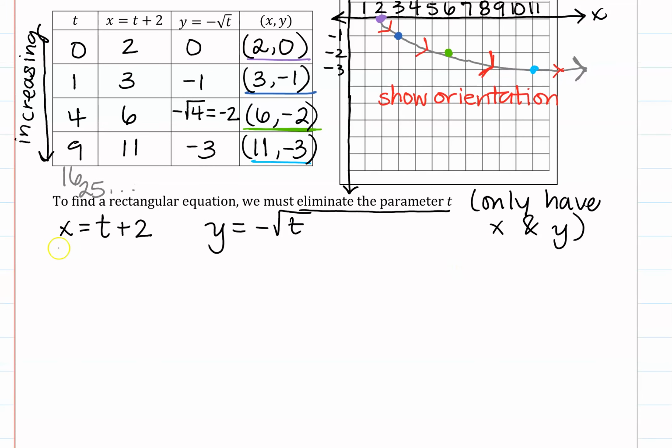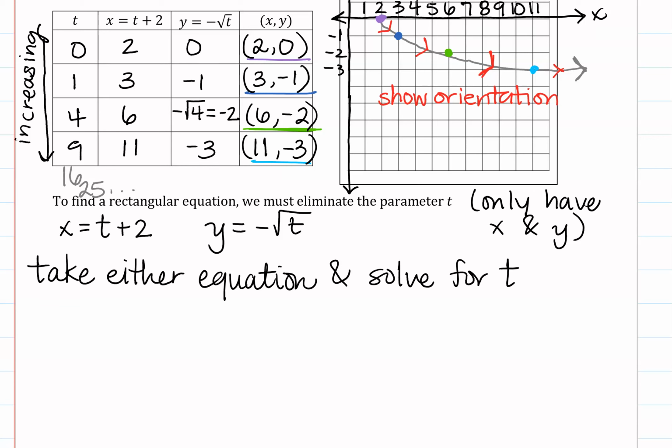So we have the two equations, that x is equal to t plus 2 and that y is equal to the negative square root of t. I'm going to take one of these equations, it does not matter which one, and solve for t. I'm going to take the first equation, x is equal to t plus 2, and subtract 2 from both sides to see that t is equal to x minus 2.